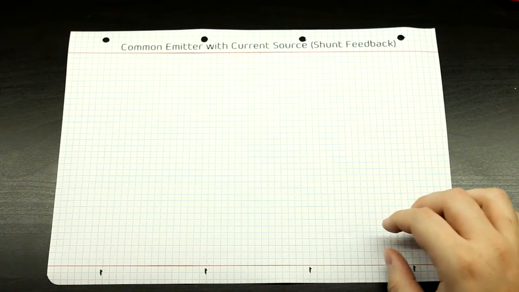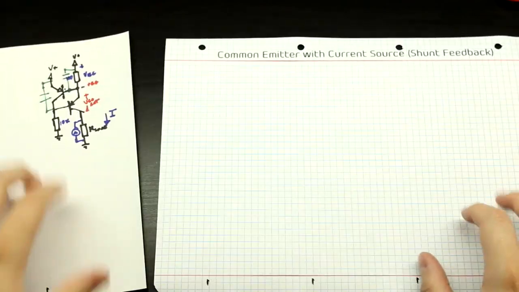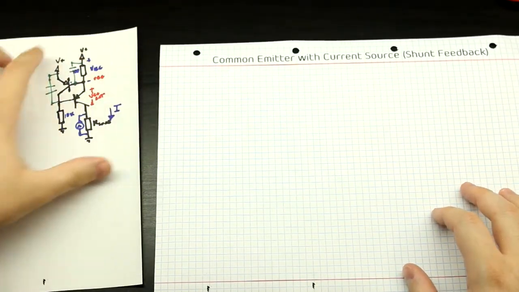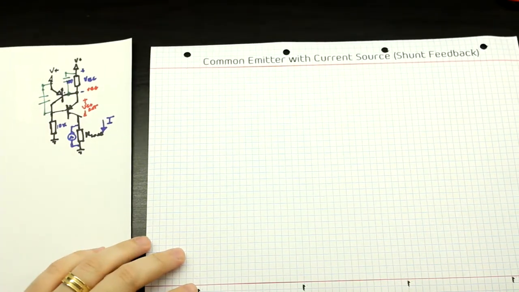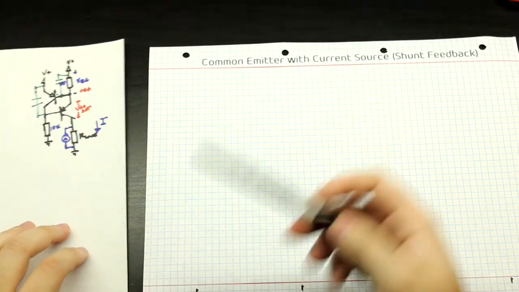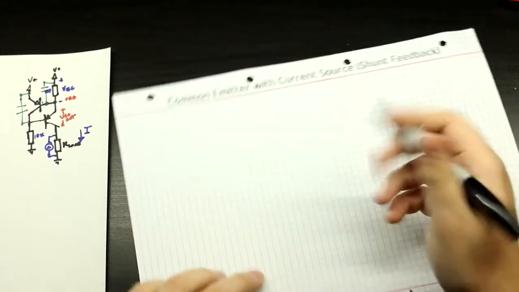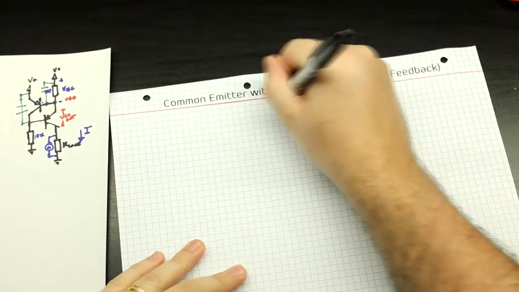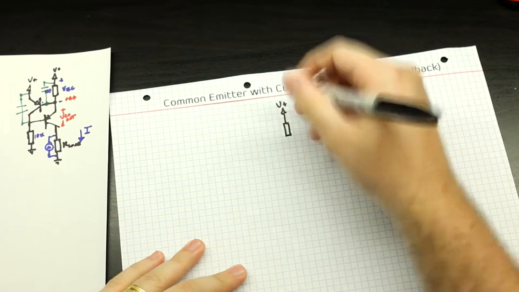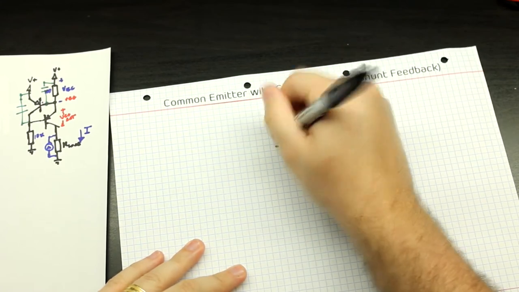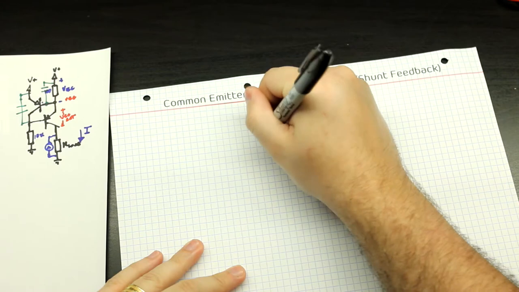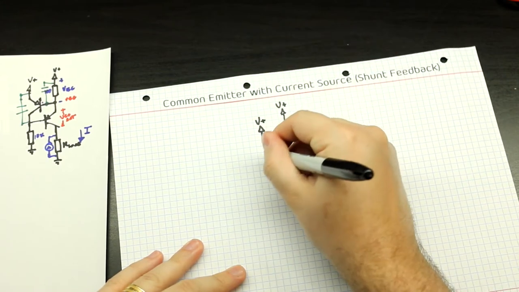Let's start by drawing our current source. We're going to be using this topology of current source since it requires less components and, in my opinion, is more versatile. So we have our plus. This feeds into our current source resistor. This goes into a PNP transistor.